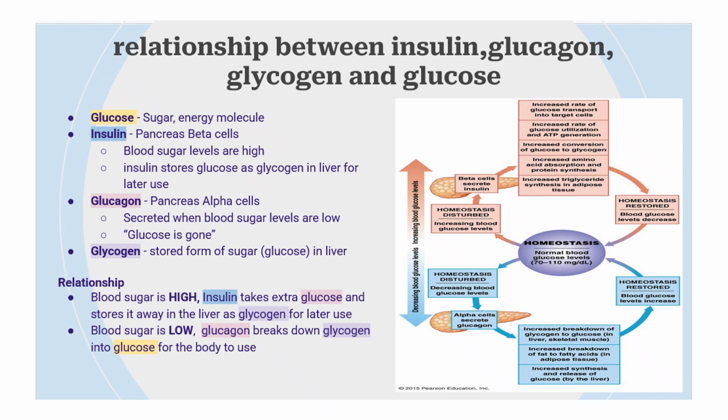And then glycogen is going to be that stored form of sugar or glucose within the liver and other structures of the body. And now the relationship between them is that if blood sugar level is high, insulin takes extra glucose and stores it away in the liver as glycogen for later use. If blood sugar is low, glucagon breaks down glycogen into glucose for the body to use.